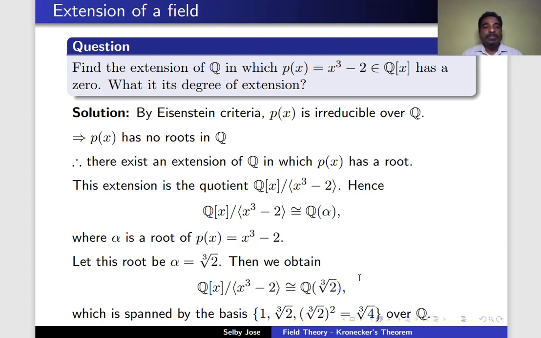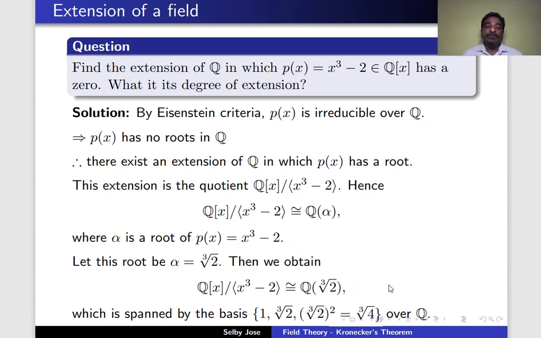So the previous theorem says that we can find an extension of Q in which p(x) has a root. What is that extension? That also we have seen in the previous theorem. That extension is the quotient Q[x] mod x cube minus 2. And we have seen that this quotient Q[x] mod the ideal generated by x cube minus 2 is isomorphic to Q(alpha), where alpha is a root of x cube minus 2. So let us take one root, alpha equal to cube root of 2. Then we obtain Q[x] mod x cube minus 2 is isomorphic to Q(cube root of 2).